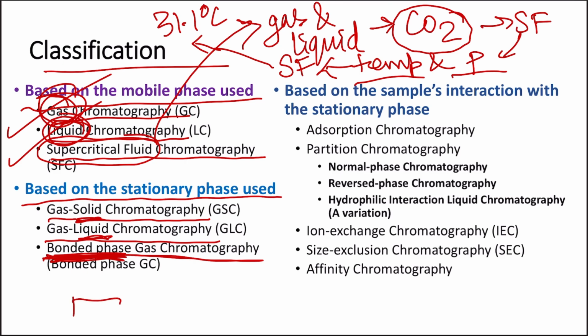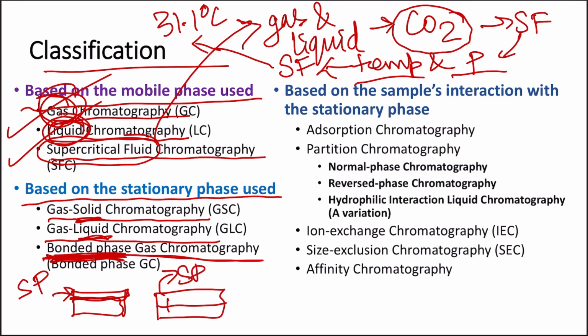So here you can see, suppose this is the support, and over it we have just coated the stationary phase. In that case, we won't say it is bonded phase chromatography. But suppose the stationary phase is actually linked to the support, in that case we will say it is bonded phase gas chromatography.